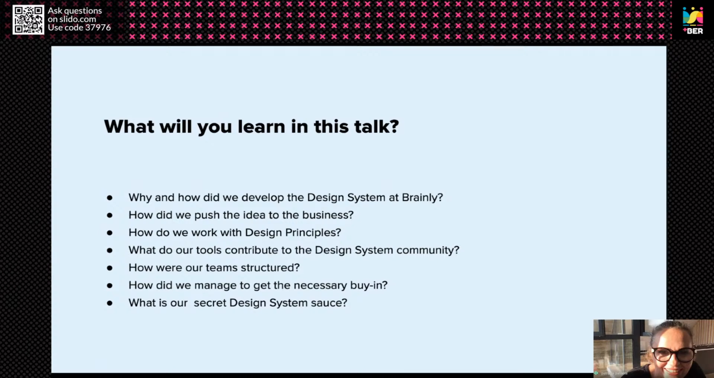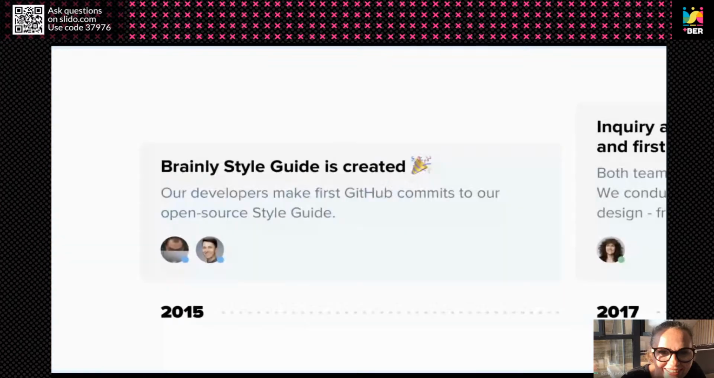Let's get started. The story begins in 2015 when our developers made first commits to Brainly open source style guide. Unfortunately, it was one-sided and designers used their own UI kits, which after some time resulted in problems during implementation. Our designs contained elements that were older or newer than those in style guide. So after 2 years, our implementation process started to look a little like this.